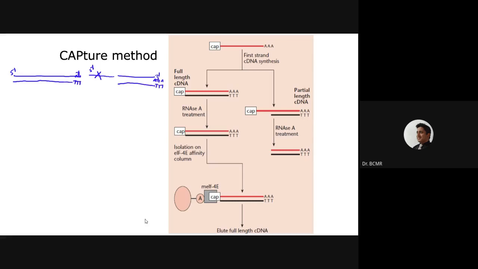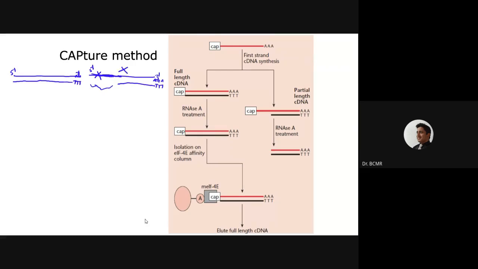Now, if we treat it with, sorry, this is for a different purpose. I told you two different purposes. One is for broken mRNAs, and the second one is for incomplete reverse transcription. Here is the full length. This is about incomplete reverse transcription by reverse transcriptase. So if the reverse transcriptase has transcribed till here and did not transcribe this part.